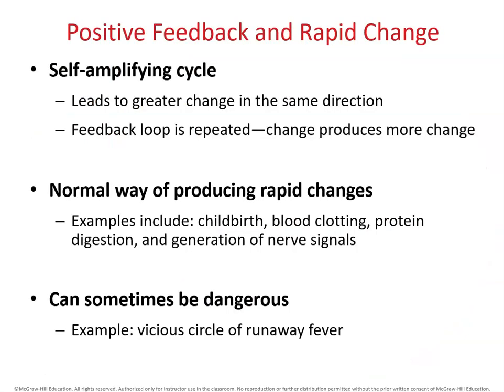So let's go back one slide. We call this a self-amplifying cycle. Okay, in this case, all of our changes are going in the same direction. We're going towards increased pressure on the cervix. We're going towards more oxytocin release and eventually birth of the child. So this feedback loop is also repeated. Each change produces more of the same change. Each contraction produces more pressure on the cervix and more oxytocin release, which makes more contractions and more pressure on the cervix and more oxytocin release.